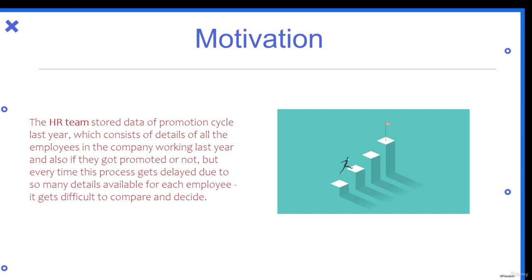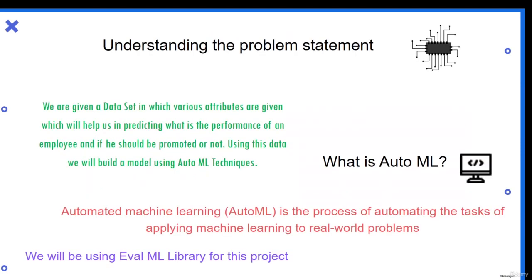We'll try to build a machine learning model which will help the HR team so that they can easily select which person should be promoted or not. So let us understand the problem statement for a bit. We are given a data set in which various attributes are given which will help us in predicting the performance of an employee and whether he should be promoted or not. Using this data we'll build a machine learning model.